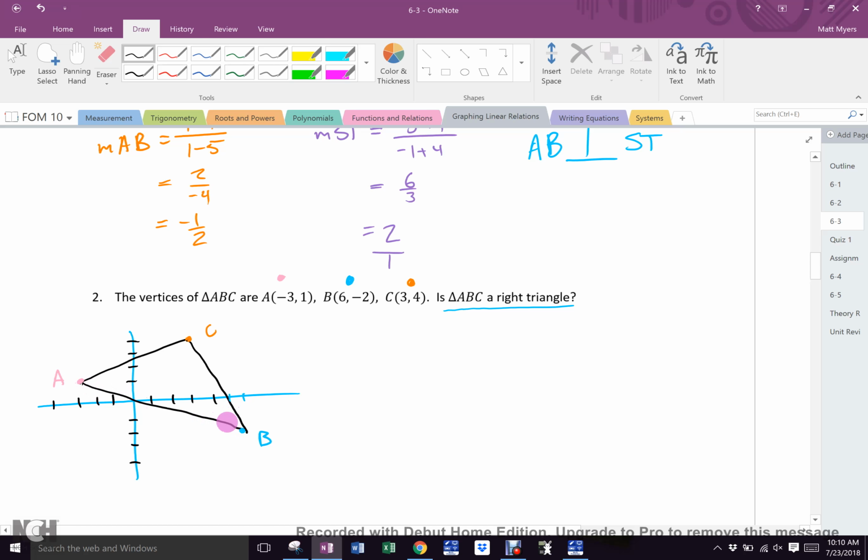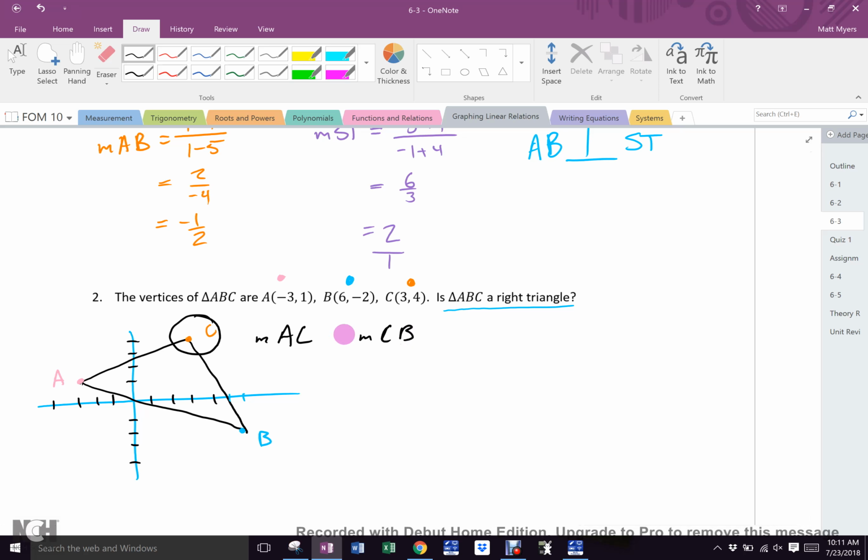where is the only possible 90 degree? Right here, correct? So all I have to do is check the slope of AC and the slope of CB. If it's 90, what will I find out? I'll find out that one of the slopes is the opposite reciprocal of the other slope.